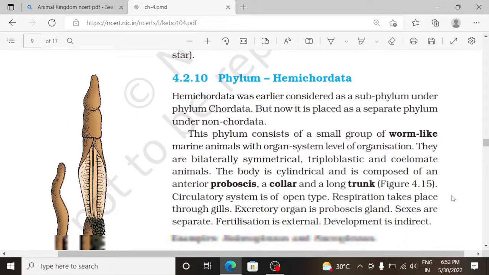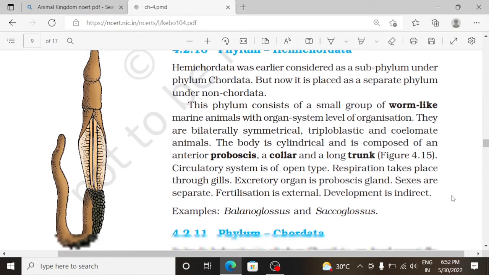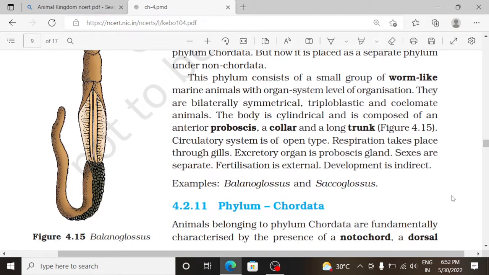Phylum Hemichordata. Hemichordata was earlier considered as subphylum under Phylum Chordata, but now it is placed as a separate phylum under Non-Chordata. This phylum consists of a small group of worm-like marine animals with organ system level of organization. They are bilaterally symmetrical, triploblastic and coelomate animals. The body is cylindrical and is composed of an anterior proboscis, a collar and a long trunk. Circulatory system is of open type.